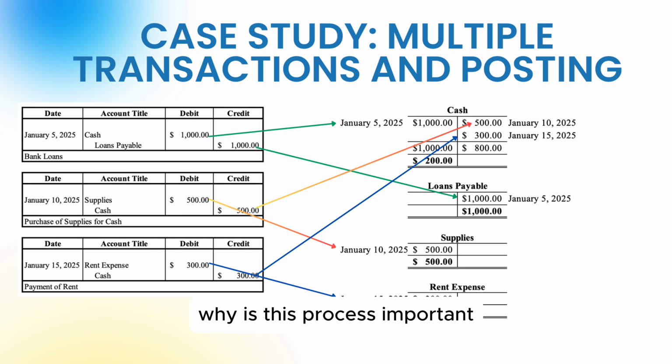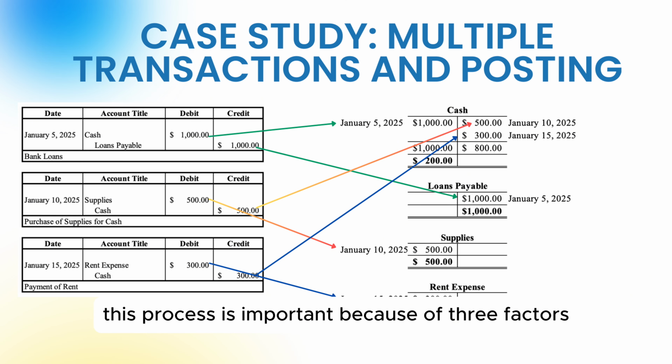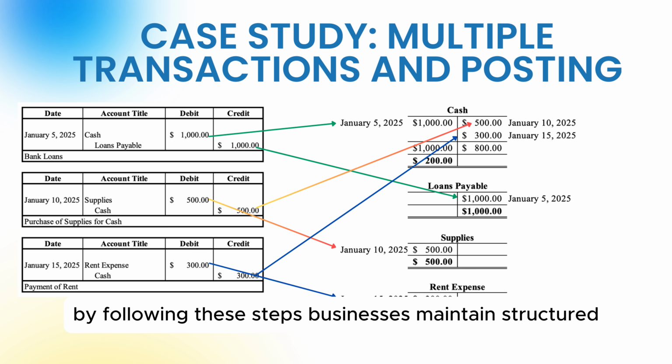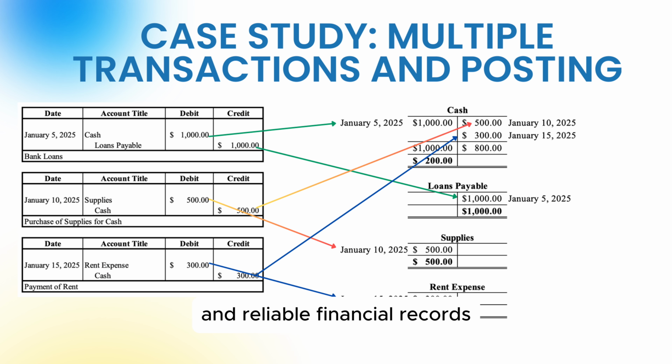Why is this process important? This process is important because of three factors. One, it ensures financial accuracy. Two, it creates organized records. And three, it prepares financial statements. By following these steps, businesses maintain structured and reliable financial records.